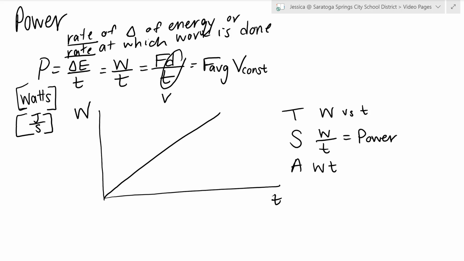Okay, so if the slope is constant, then that means we are outputting energy at a constant rate. If the slope changes, then that means our power output is changing as time goes on, which might be good, it might be bad. Usually we want things to output at a nice constant rate.